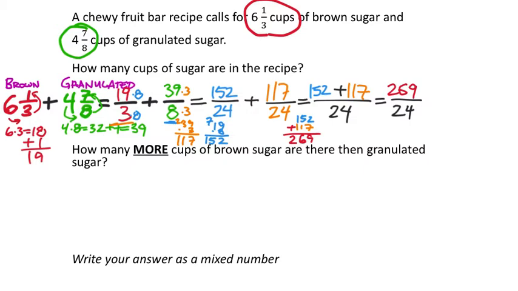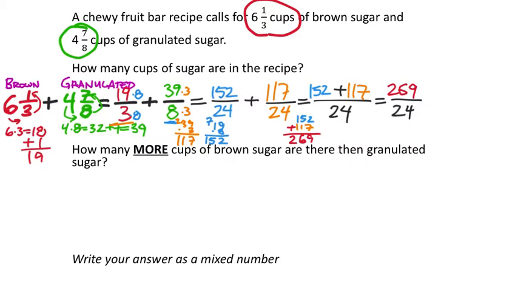24 is divisible by 2 and 3. Well, 269 is not divisible by 2. Is it divisible by 3? No. If you added those digits together, you get 17, and that's not divisible by 3. So it's not divisible by 8 or 12 or 6 or any of those other ones. Okay, so it looks like we're looking at a simplified improper fraction at this point.